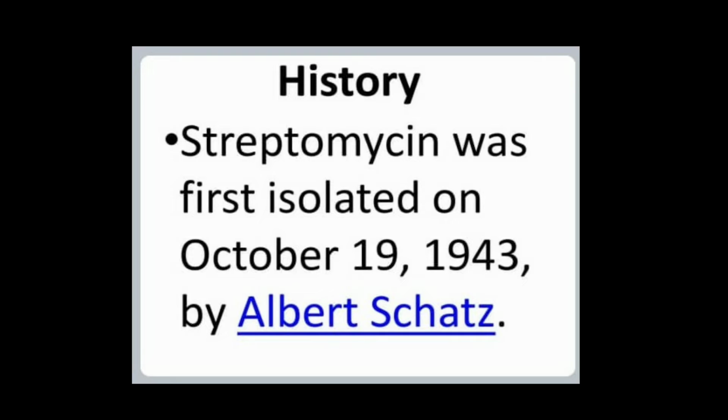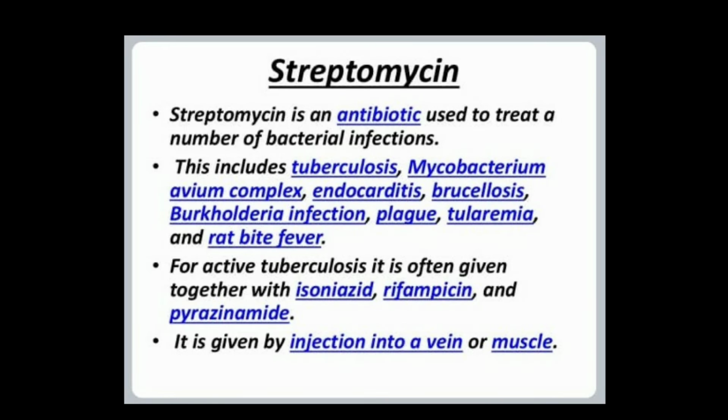Streptomycin was first isolated in October 1943 by Albert Schatz. Streptomycin is an antibiotic used to treat a number of bacterial infections. This includes tuberculosis, Mycobacterium avium complex, and endocarditis, etc. For active tuberculosis, it is often given together with isoniazid and rifampicin. It is given by injection into a vein or muscle.